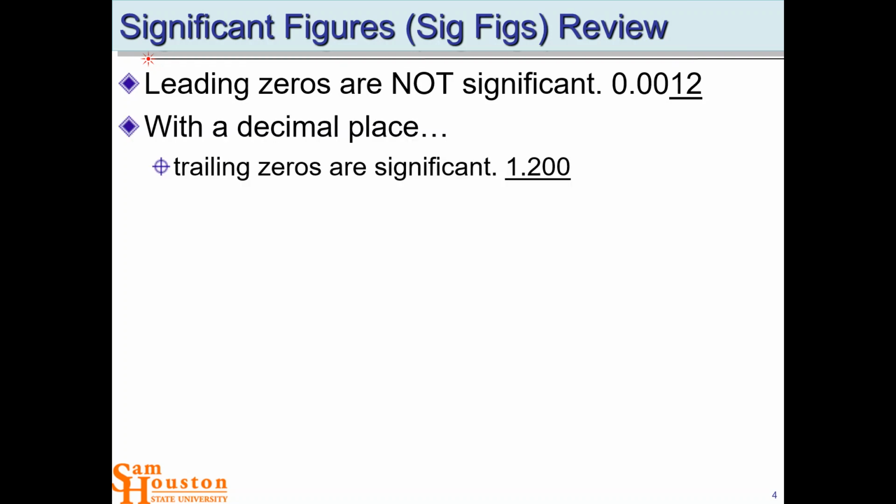So if there is a decimal place in the number, then trailing zeros are significant. So 1.200, because there's a decimal place and we listed those zeros out, we didn't just cut them off, then we're telling somebody that those are significant numbers. And so again, it's about communication. If you write 1.200, you're telling me those zeros are significant by including them. So it's on the person who reports the data to do it correctly. It's your responsibility. Any captive zeros, meaning zeros between non-zero numbers, those are by definition significant.